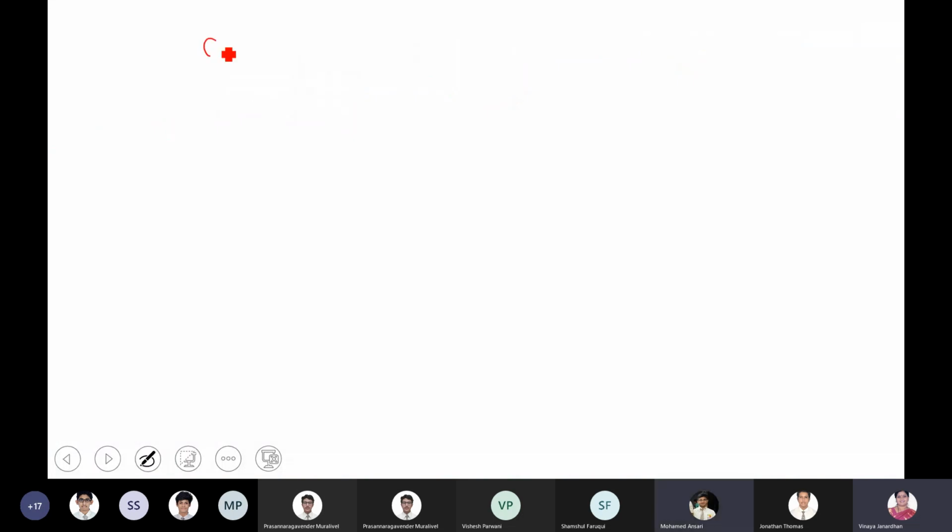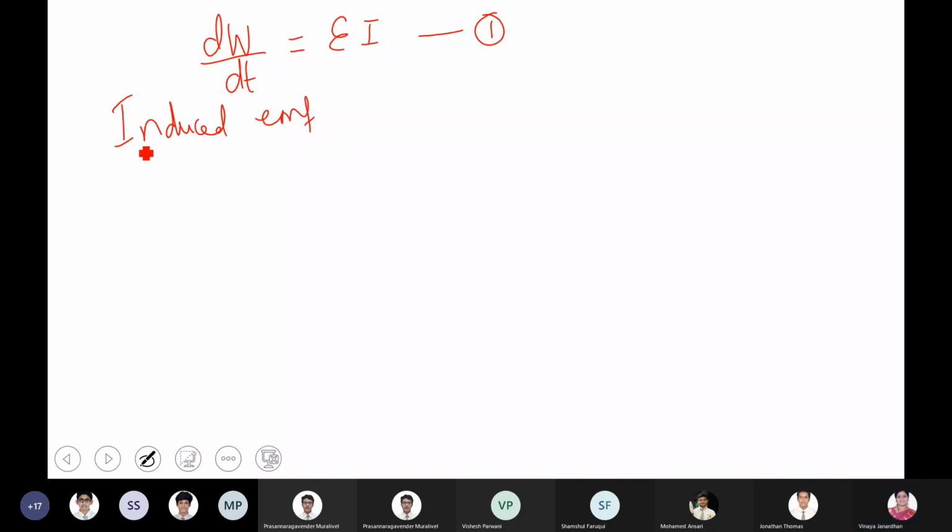So you have dW by dt is equal to E into I. I have marked this as equation 1. Now, we have gone through your induced EMF. You know your induced EMF, E is equal to, I'm just taking the magnitude, L into di by dt.